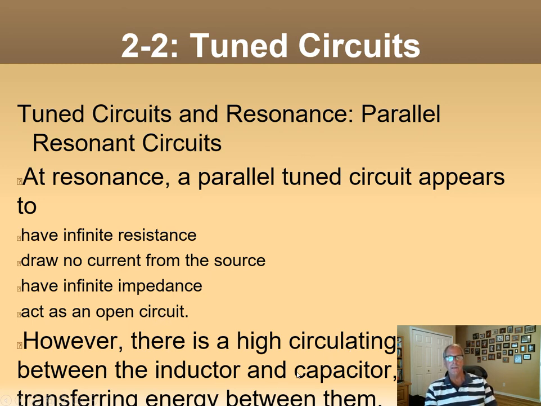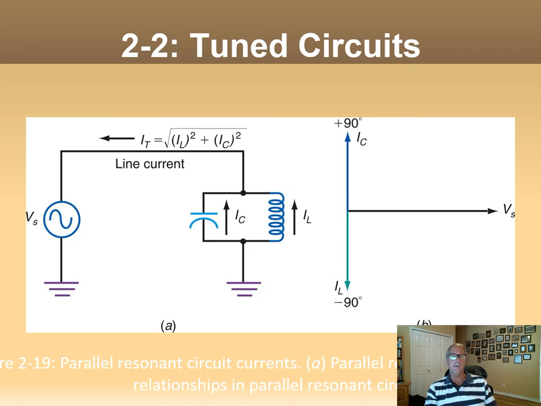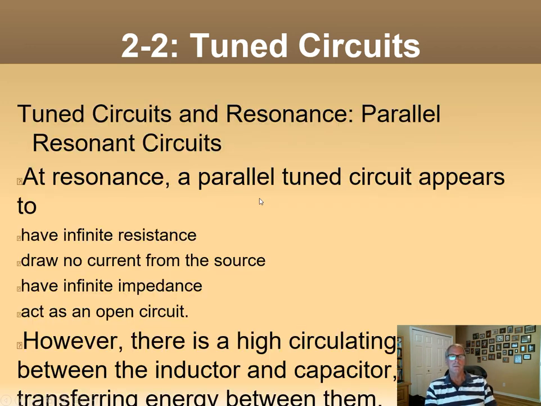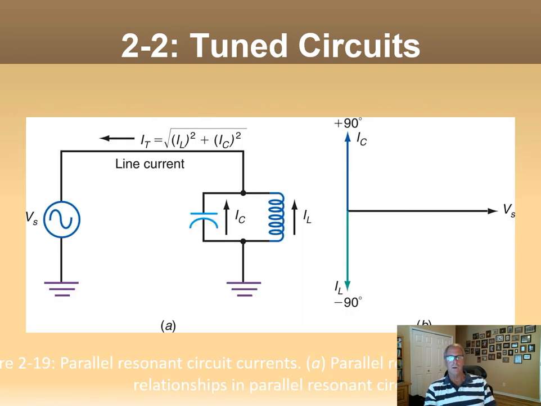There's a high circulating current between the inductor and the capacitor, storing and transferring energy between them. That's why it's called a tank circuit, it's like pouring water in and out of a tank. So this circuit here is called a tank circuit because the currents are flowing only between these two components. There's no longer any current through the whole circuit at resonance.